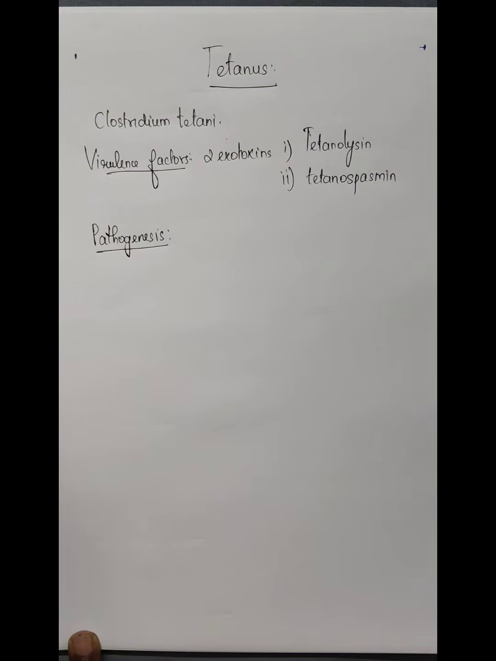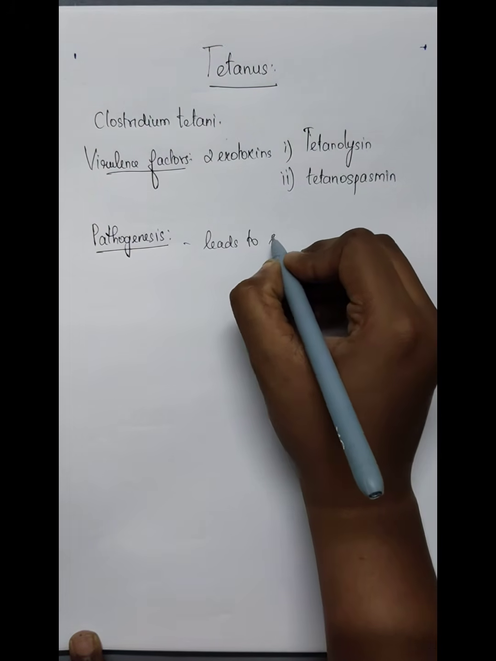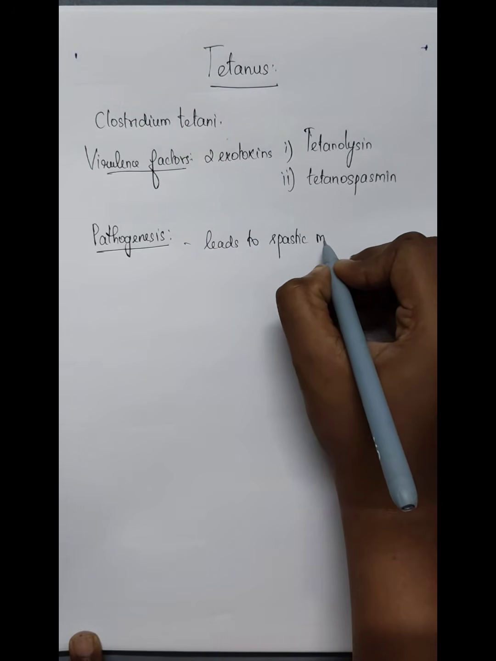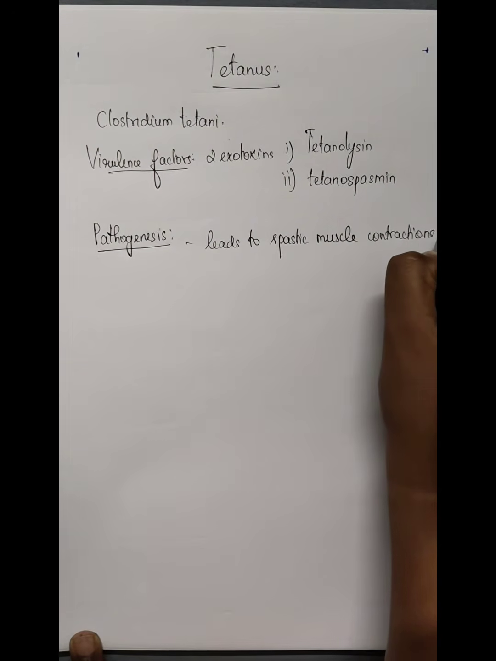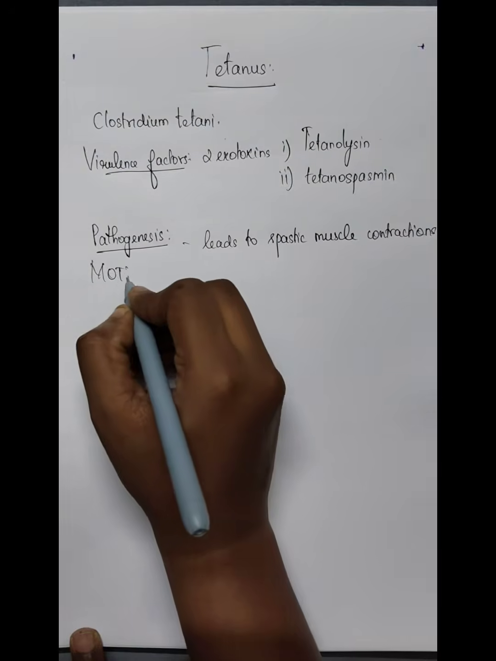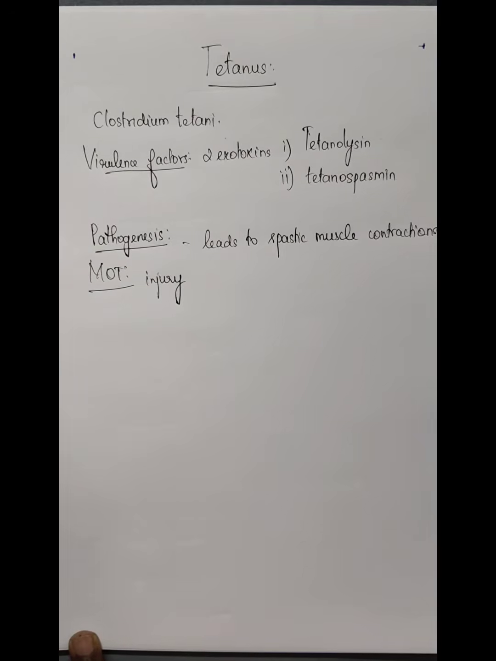Toxin binds to the receptor, which is located on motor nerve terminals, which causes toxin internalization, retrograde transport to the GABA and glycine producing inhibitory neuron terminals, thereby preventing presynaptic release of inhibitory neurotransmitters, leading to spastic muscle contractions. The mode of transmission is either by injury or surgery done without aseptic conditions.